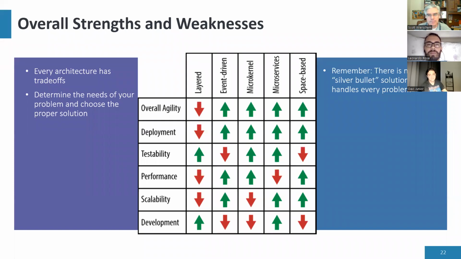Okay, so I hope this was helpful. This is sort of a thumbnail comparison of each of the different architectural patterns. Every architecture has trade-offs, so there's no silver bullet that's going to solve every problem. You need to determine the needs of the problem that your customer has, and from that you'll choose the proper solution.